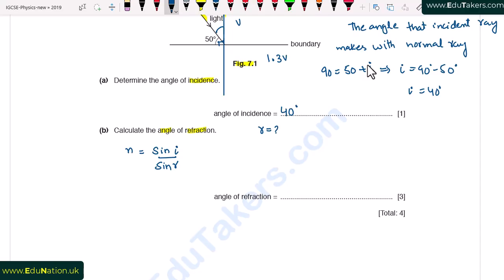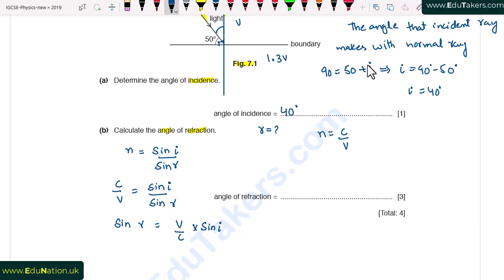First of all, n, that is refractive index, it is the ratio of c over v, where c is the speed of light and v is the speed in any medium. So I write here c over v is equal to sine of angle of incidence over sine of angle of refraction. So I separate sine of r, it will be equal to v over c multiplied by sine of I.